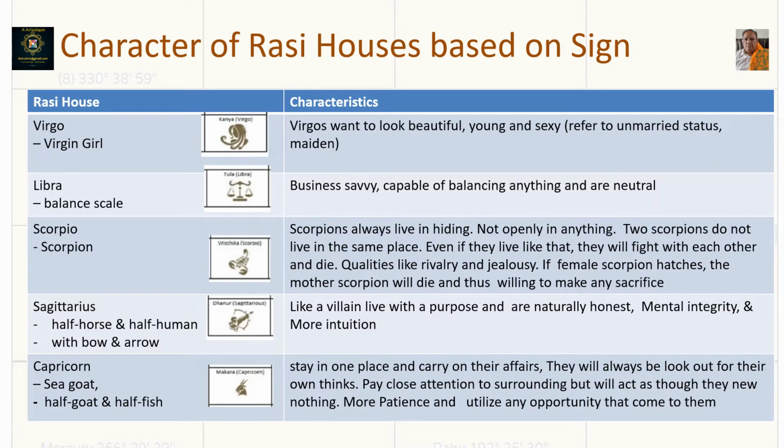Then we have Tulam Rasi or Libra. We see the symbol is the balance scale. The balance scale was used in trade and business in olden days, in ancient days. So it represents balancing, and they want to be business savvy, and they are always neutral, because they want to do business with all the people. So they are always neutral, and that is the way Tulam Rasi is.